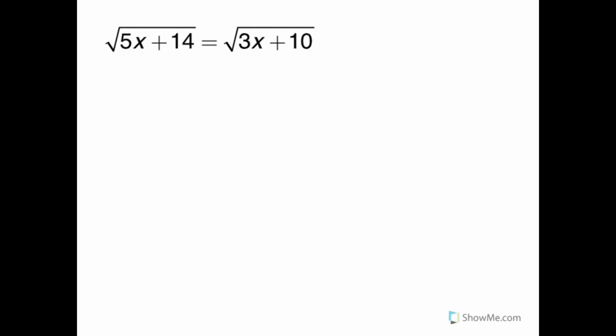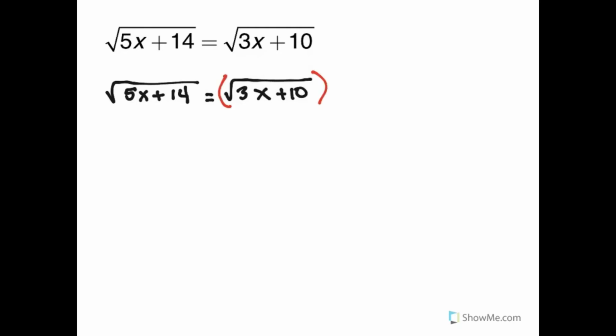Here's an example with square roots on both sides of the equal sign. The square root of 5x plus 14 is equal to the square root of 3x plus 10. I want to get rid of square roots, so I'm going to square both sides. And after I square, the square root comes off, and all I have left is the expression inside. So 5x plus 14 is equal to 3x plus 10.